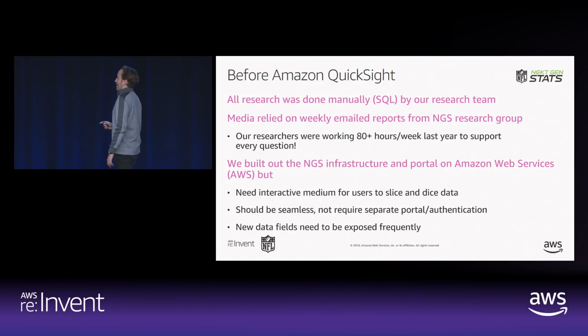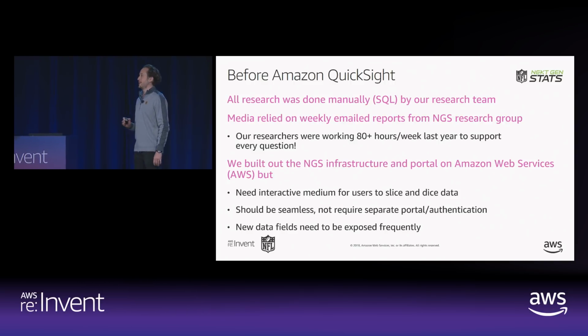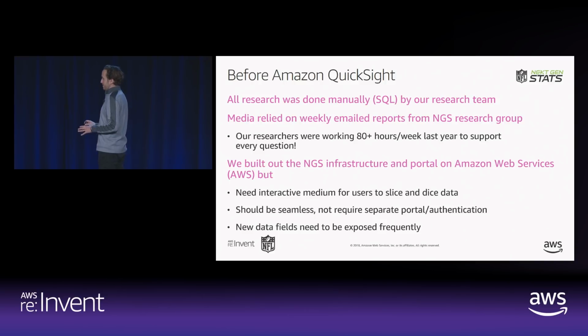Before QuickSight, we were having a really tough time. Almost all of our research was done exclusively using SQL queries. We were doing that because we needed to have the utmost flexibility possible, but it was killing us. We had 4 researchers, and they were working 80-plus hour weeks to support this. They were focusing on doing daily and weekly email reporting, which was super in-depth, and then also answering every ad hoc request possible, which obviously was really preventing us from being very productive at times.